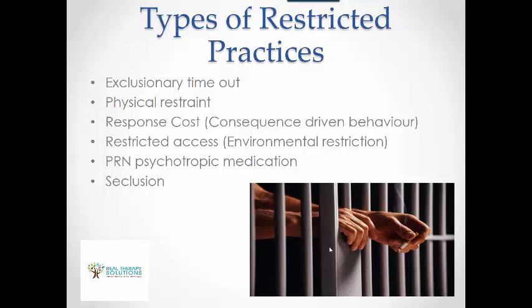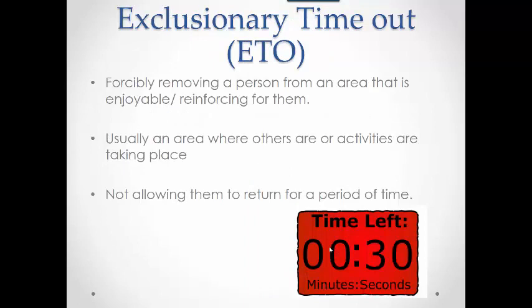So restricted practices are put into different categories. So these are the categories of restricted practices. We have exclusionary timeout, and we'll go through each of these in a minute. Physical restraint, response cost, or consequence-driven behaviour, as it's referred to in the quality and safeguarding framework. Restricted access or environmental restriction, as again it's referred to in the quality and safeguarding framework, and PRN psychotropic medication, and seclusion. So they're all different categories of restricted practices, and we're going to go through each of those.